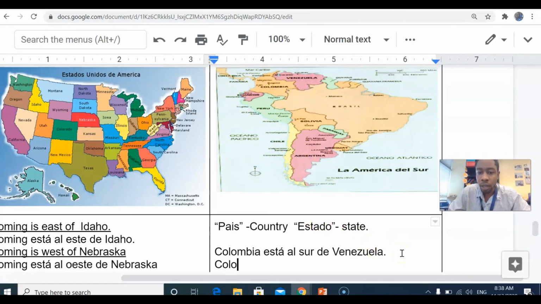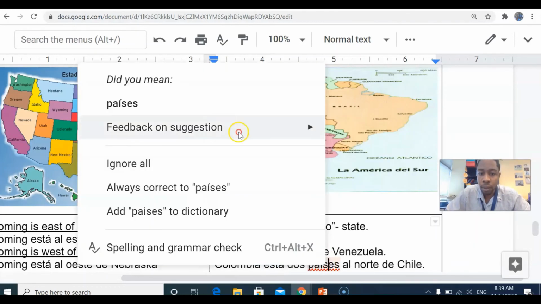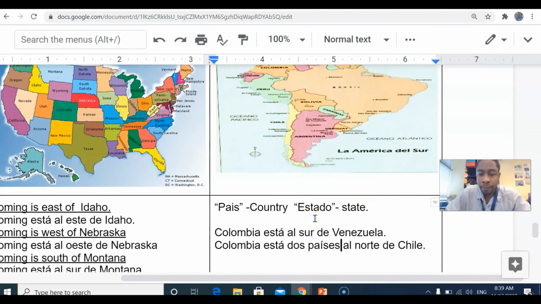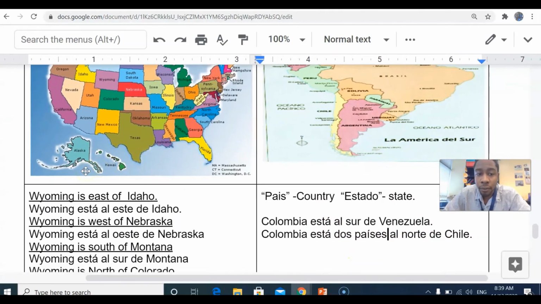I'm going to say Colombia está, ¿cómo se dice two? Dos, ¿cómo se dice countries? Países, to the north. Al norte de, now we can say Chile. Or Argentina, Chile. All right. Vamos a agregar los tildes a las palabras. Y ahorita podemos ver. All right. So here I could say how many countries away something is. Let's try it here.